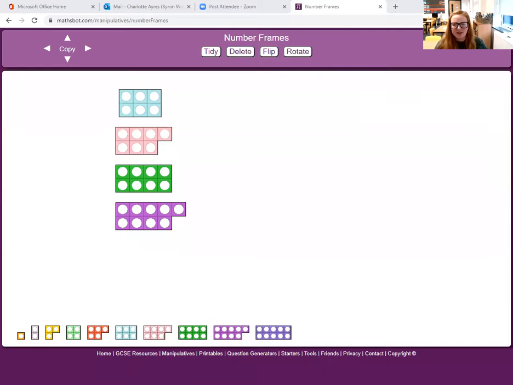Fantastic. Okay, let's look at this pattern then. So what do we need to do? We need to say the pattern aloud. It says in our success criteria, say the pattern aloud. So it's triangle, rectangle, rectangle, triangle, rectangle, rectangle, triangle, rectangle, rectangle. Okay, so said the pattern aloud, and now I need to identify the core.